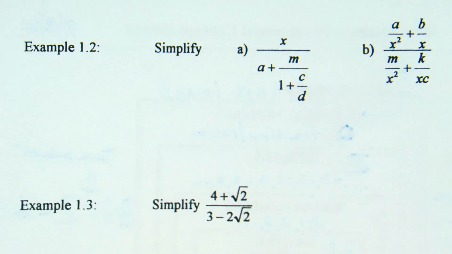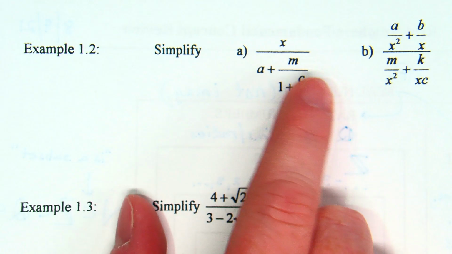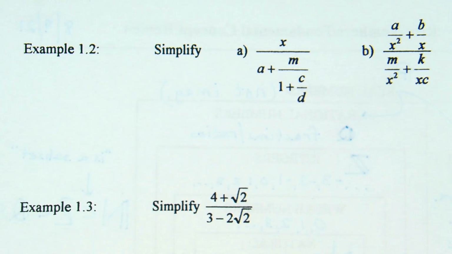On 1.2, we've got an A and a B here, and we're going to simplify this. Now, let me state, there are certain things that keep coming back over and over throughout this year, and certain things that we do once and you don't see a whole bunch more. This is one where it comes back. Just looking at example A right now, you've got X over A plus M over 1 plus C over D. So you've got lots of fractions within fractions. Our job is to simplify it. Not that it's going to look pretty when we get done.